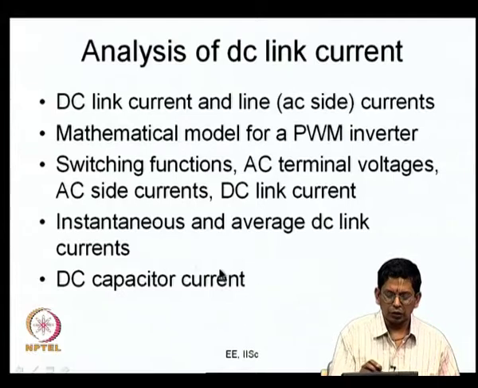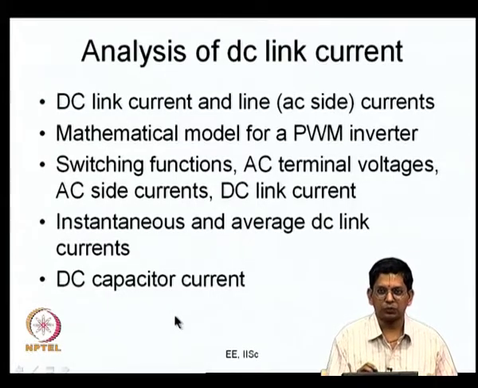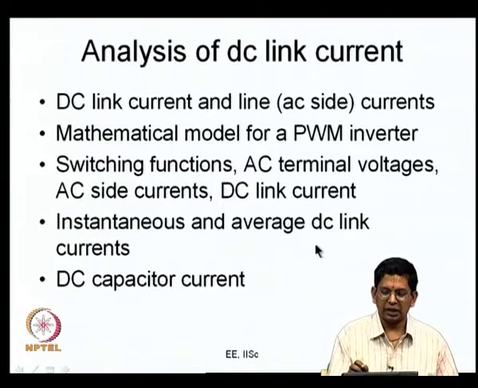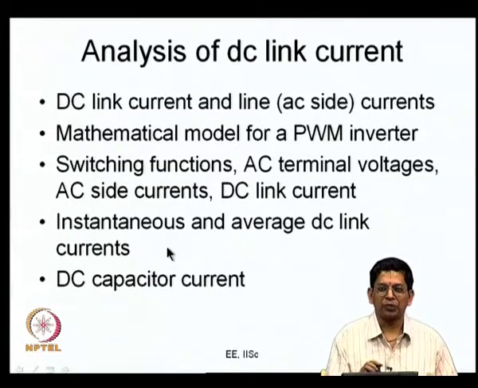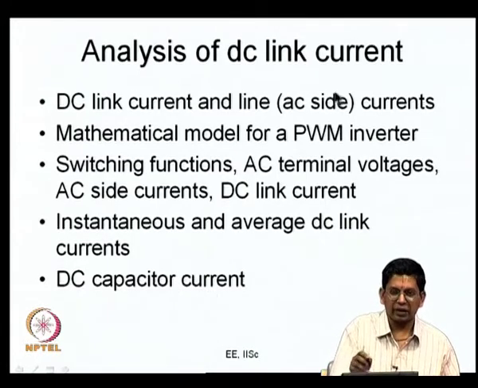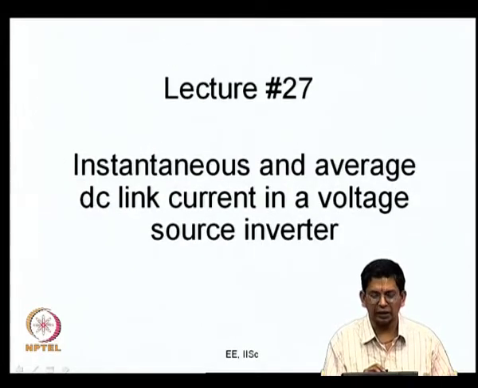In this module we will also look at the DC capacitor current. So, what is the amount of current that will flow through the DC capacitor? In the DC link current we will have a DC component which flows from the mains, and a ripple component which primarily flows from the DC capacitor. That is something we will probably look at in the next lecture, but as part of this module, we will get an understanding of DC link current now.